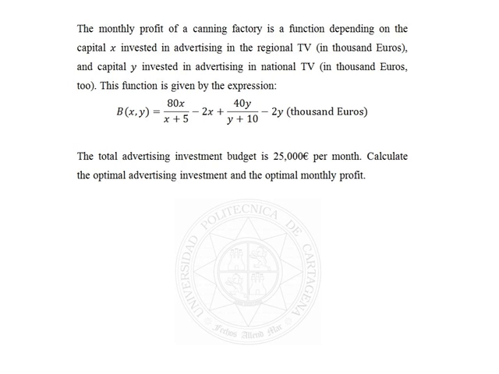The total advertising investment budget is €25,000 per month. Calculate the optimal advertising investment and the optimal monthly profit.